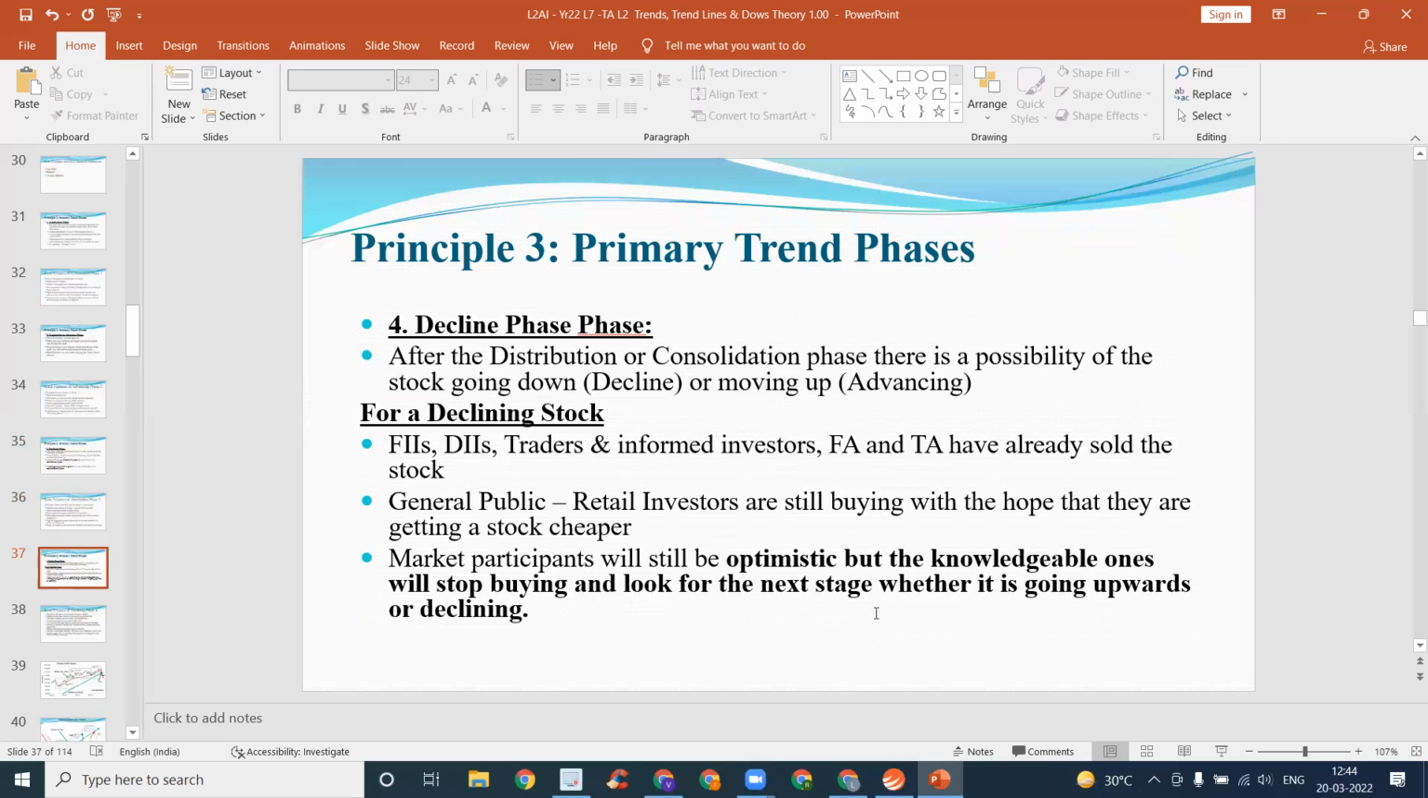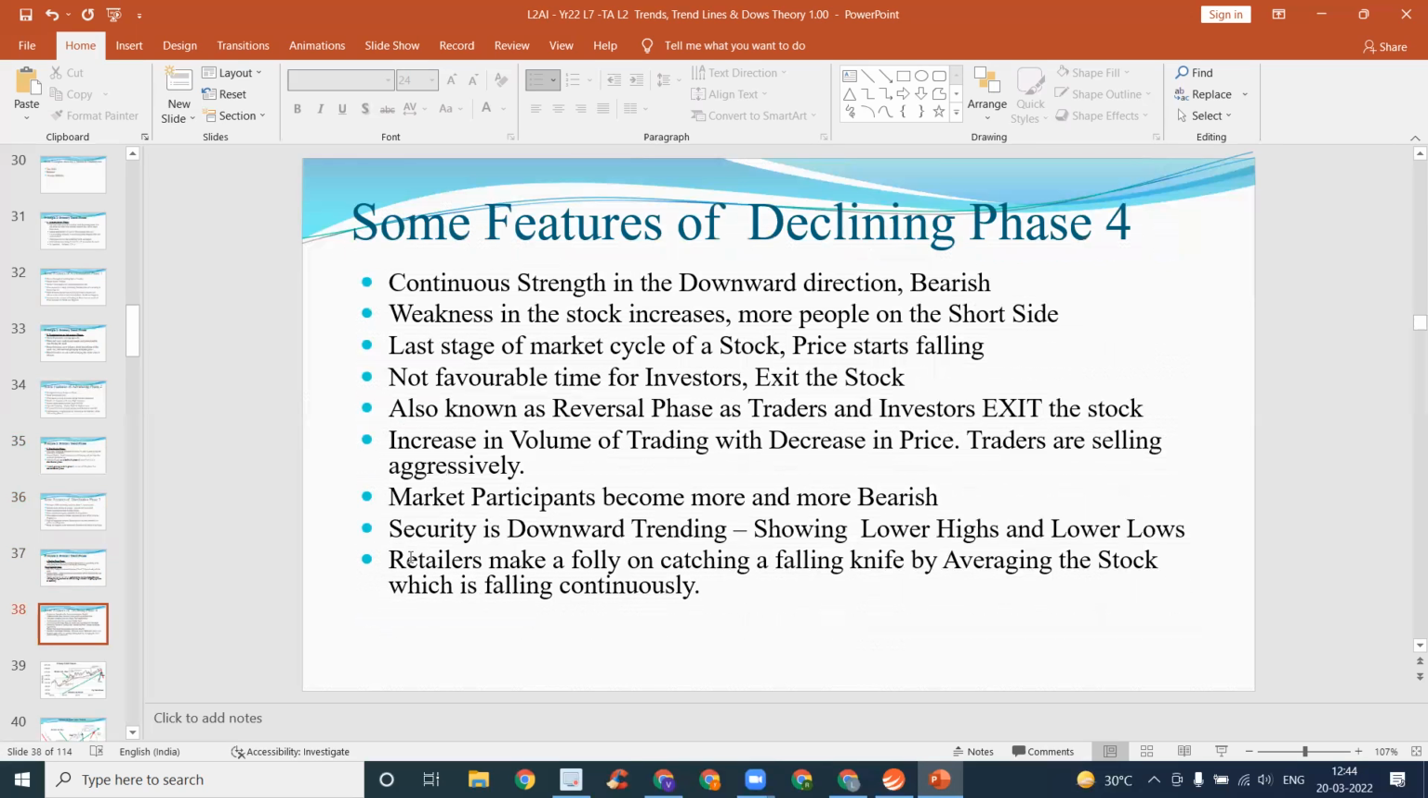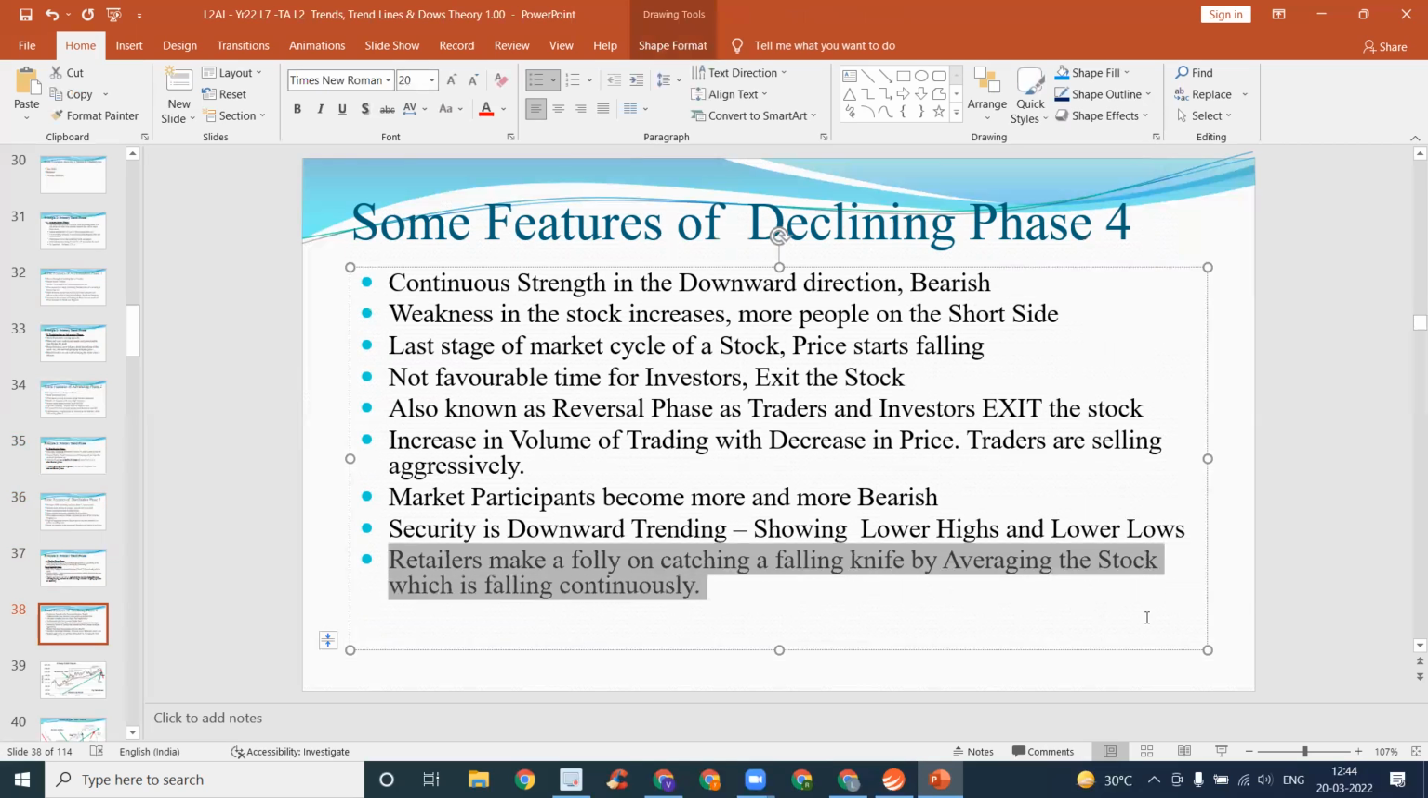Then in the decline phase, FIs, DIs, everyone has sold and exited. Some people buy partially, sell partially. Some people hold it. Those who are very optimistic like us keep on holding. And many a times, some of us, like a retailer, make the mistake of averaging in a downward trend. Hey, it's low, should I buy? This question is always asked to me and I get scared. If a stock is falling continuously or is in the decline phase, then take a favorable exit. Wait for it to start moving in the accumulation phase once again.